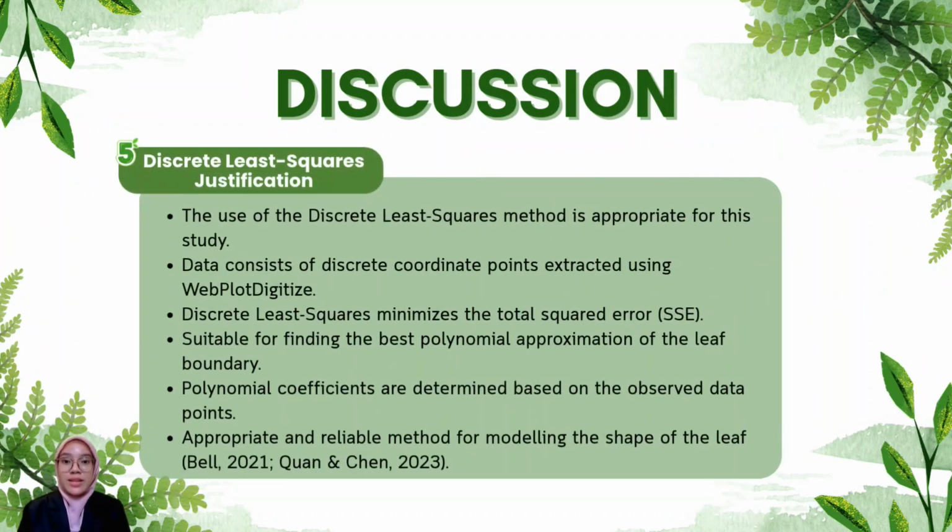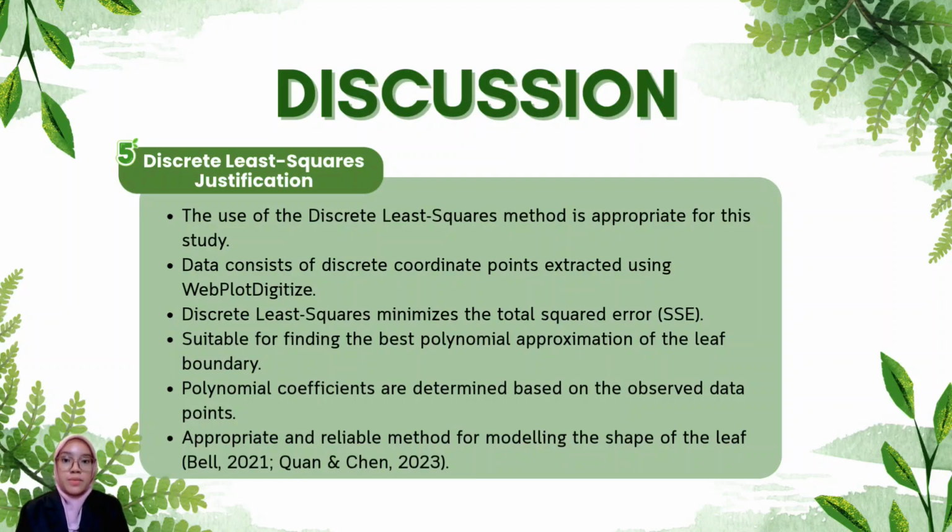So, as we can see, the discrete least square method was selected because the leaf boundary data consists of discrete coordinate points extracted using Web Plot Digitizer. Since the actual mathematical function of the leaf boundary is unknown, it is not possible to determine the equations directly. Therefore, the discrete least square method is used to find the polynomial functions that best fit the observed data.